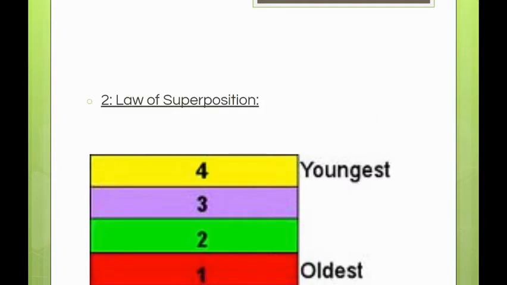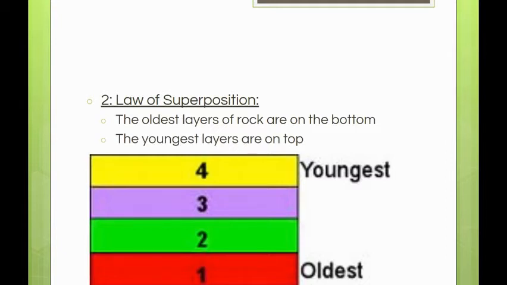Our next law is called the law of superposition. Our root word here is position, so this is about figuring out where things lie in physical space. And this one's super simple, even though the name is really big. The oldest layers are at the bottom. The youngest layers are at the top. That's all you need to know for superposition: oldest on the bottom, youngest at the top.